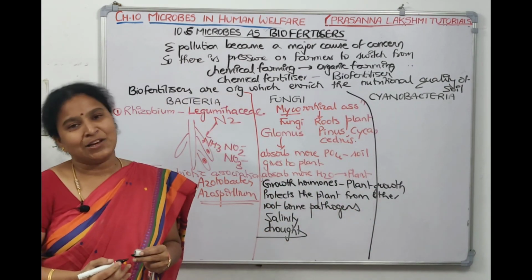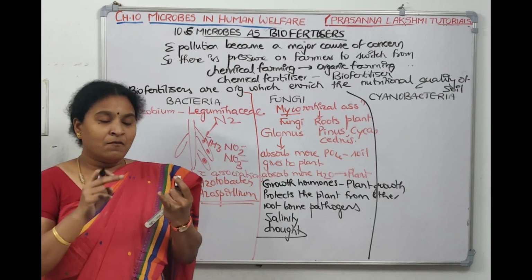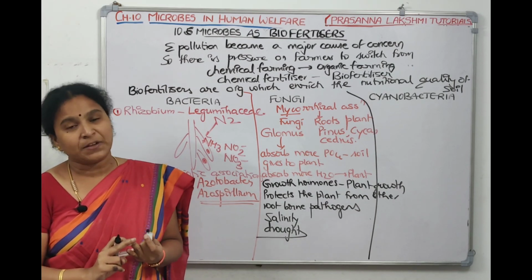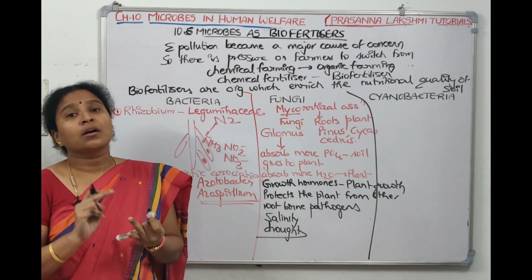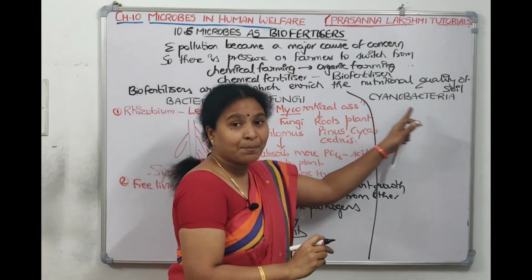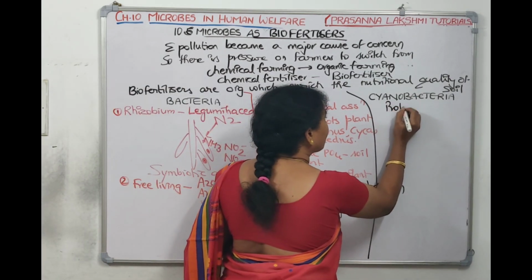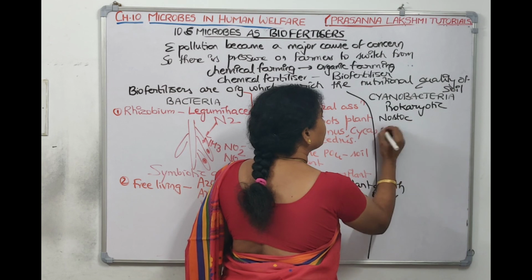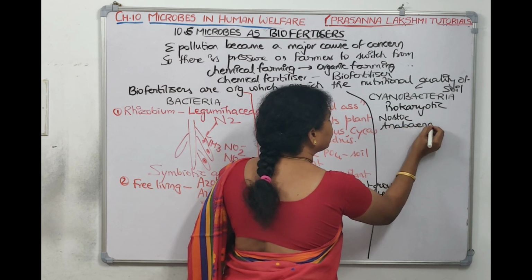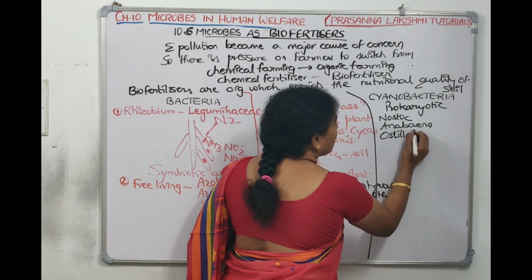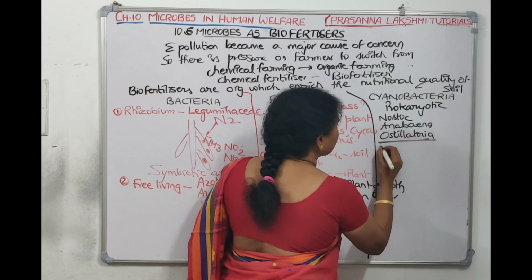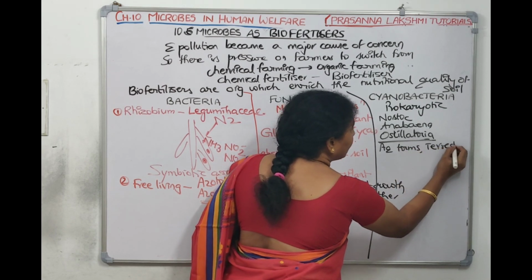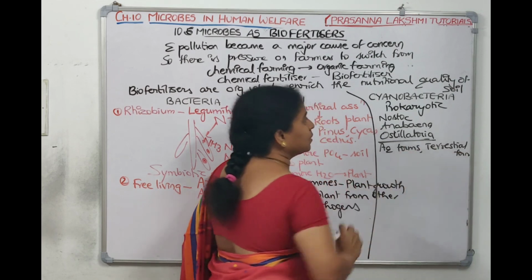Now the last topic is cyanobacteria. Cyanobacteria will be in aquatic bodies also. They will be in terrestrial bodies also. They can also do nitrogen fixation. What are the examples of cyanobacteria? They come under prokaryotic, right? So examples are Nostoc, Anabaena and Oscillatoria. So they do nitrogen fixation in the aquatic bodies also, and in the terrestrial forms also they do nitrogen fixation.